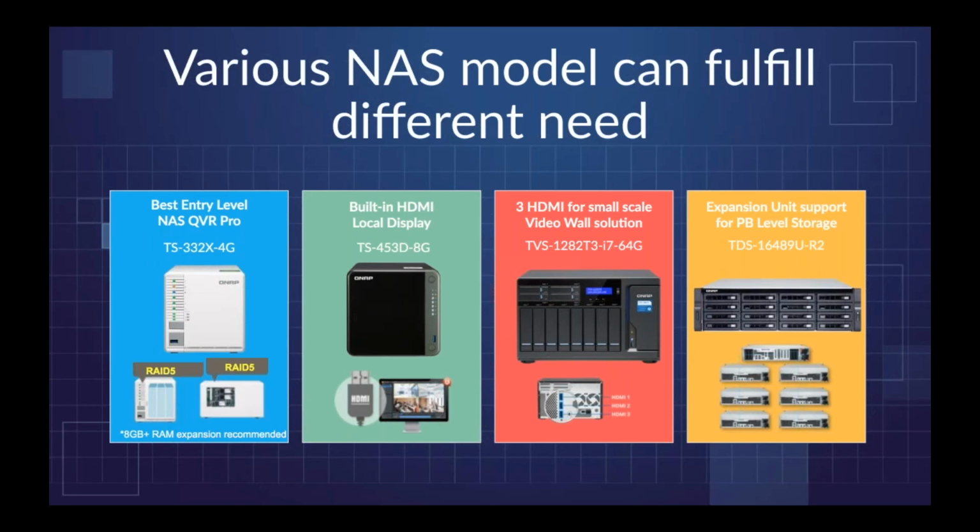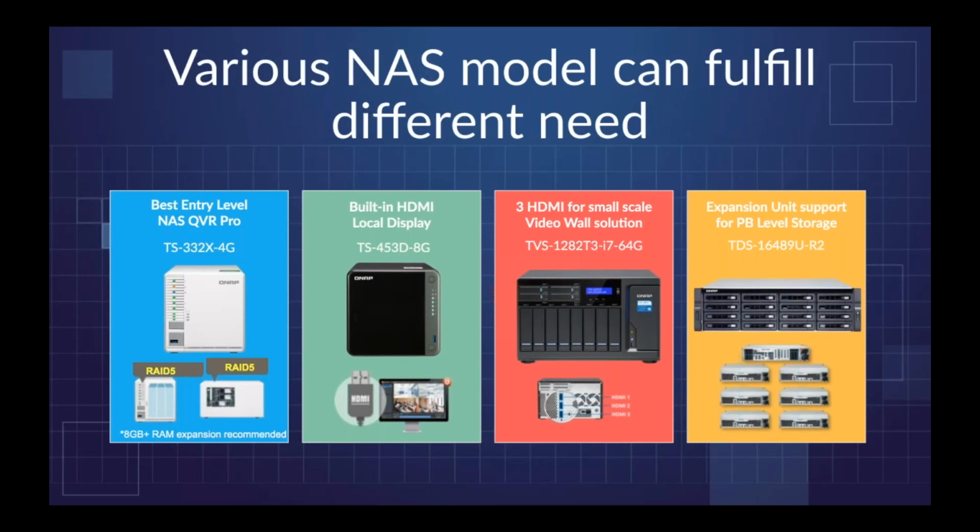And then the TVS-1282T3 can be a good option with 3 HDMI ports and a much more powerful CPU. This is an i7 CPU we're looking at here. So if you wanted to run, say, QVR Tiger, this could be an option. It also obviously has more storage space available with the 8 3.5-inch drive bays as well as the 4 2.5-inch drive bays, and is a rather powerful NAS and a very solid choice.